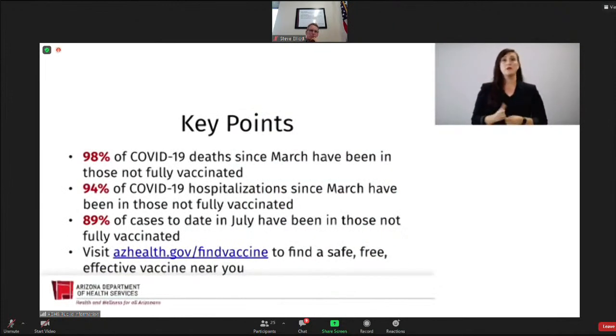So just as a reminder of the key points, and then I'll turn it over for questions. 98% of COVID-19 deaths since March have been in those that are not fully vaccinated, and 94% of the hospitalizations are in those that are not fully vaccinated. Vaccine is highly effective in preventing these bad outcomes. We want every Arizonan who is eligible to get vaccinated so that we can avoid hospitalizations and deaths due to COVID. And for anybody that's looking to find a safe, free, and effective vaccine near them, you can go to azhealth.gov/find-vaccine. Thanks.